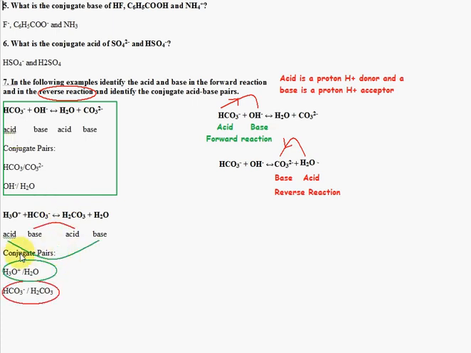And there you see the conjugate pairs. I've linked them with color-coded arrows, and I've color-coded them below as well to show the pairs written out.